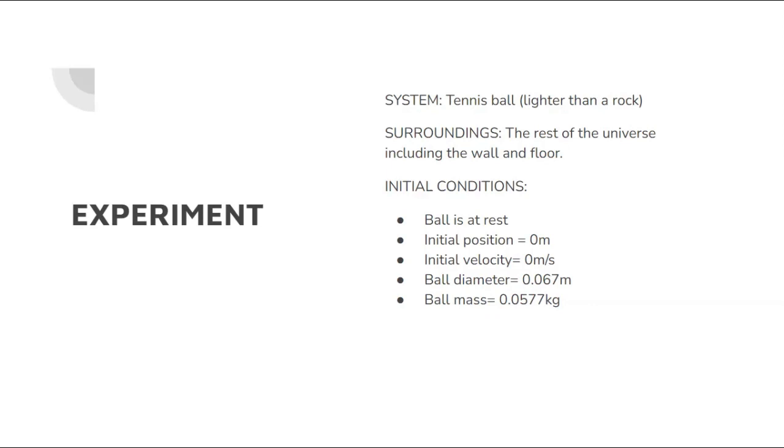and the floor. The ball is at rest, so the initial position and velocities are zero. The ball's diameter is 0.067 meters and its mass is 0.0577 kg. I observed and tracked the movement of the ball to generate the graph of its motion, and this can be seen in the following video.